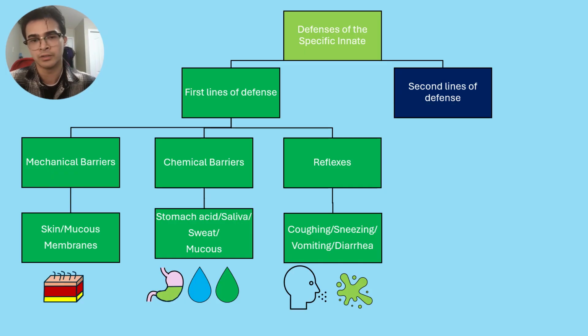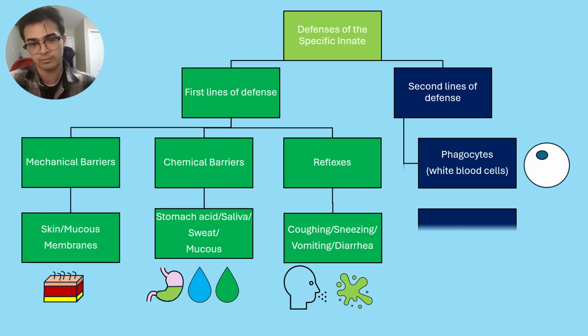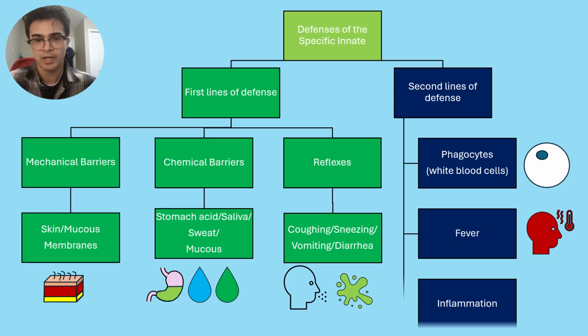In our second line of defense, we have phagocytes. These are general white blood cells, which attack anything that is not the host. Remember, they don't have a memory. Next, we have fever and inflammation. And this is helpful for the body because the heat slows down the rate that a pathogen can multiply, and it increases the efficiency at which our white blood cells fight.